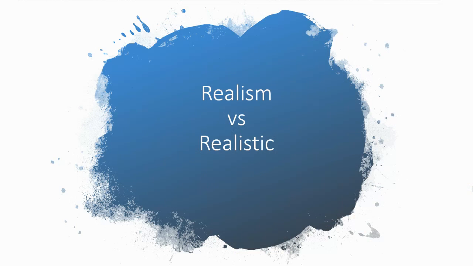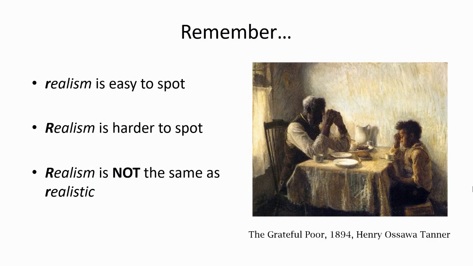Now, I wanted to start off by talking about the term realism because it's very similar to romanticism, where we think we know the definition, but it's really talking about different things. And so here I have realism versus realistic because these are two different things. So, things to remember. Realism with a lowercase r is easy to spot. That just means, is the painting or the sculpture realistic?